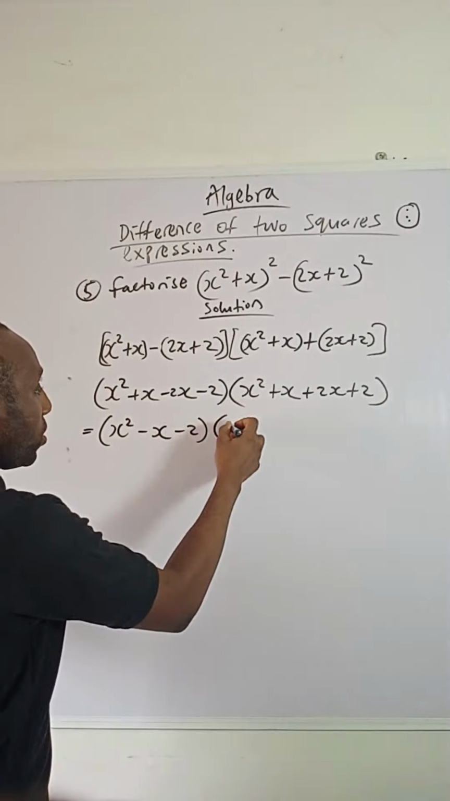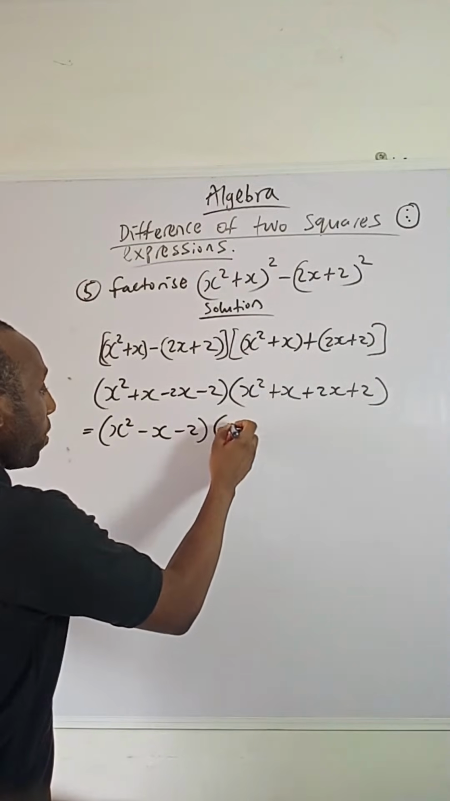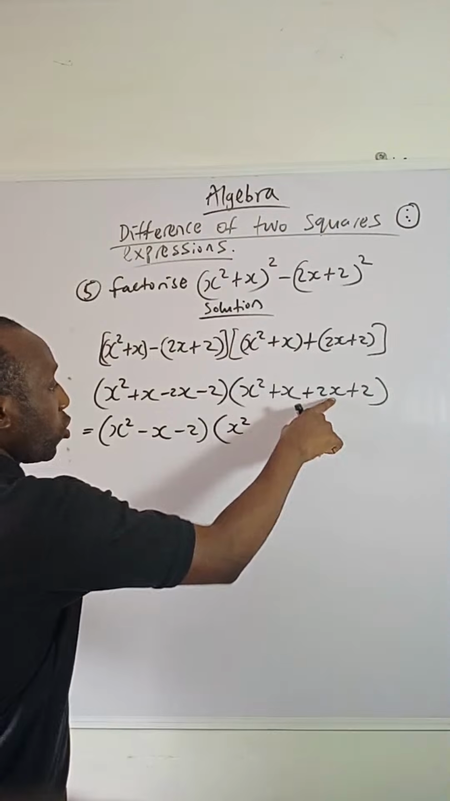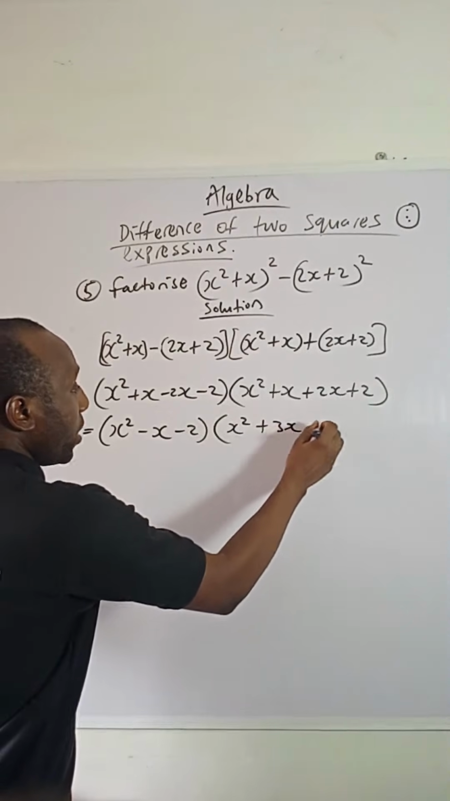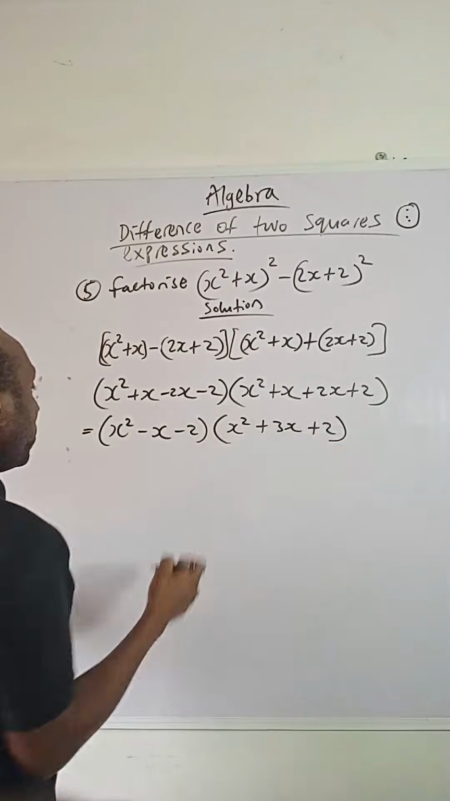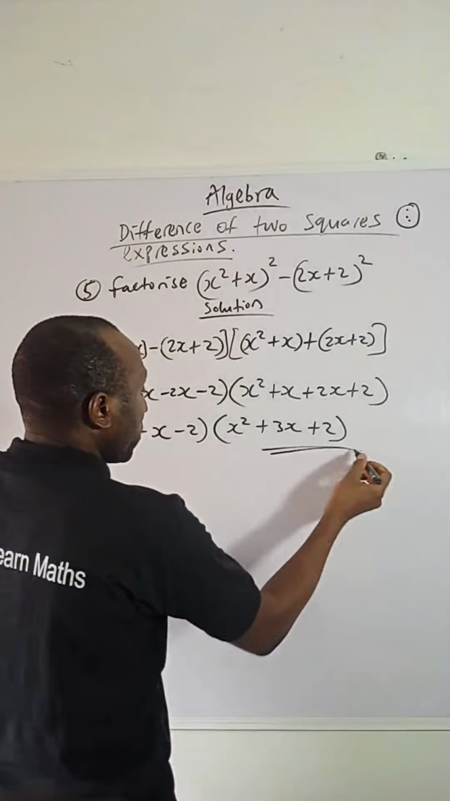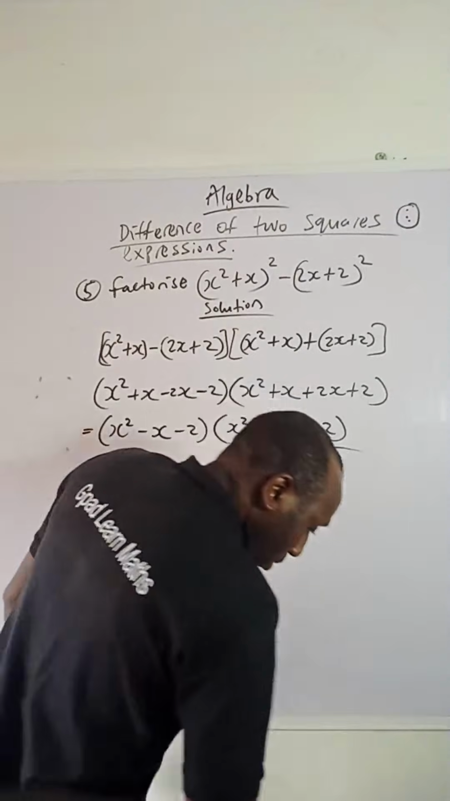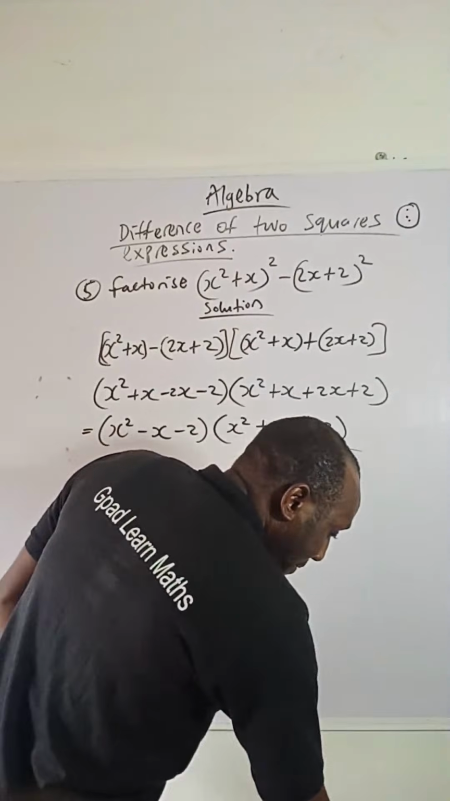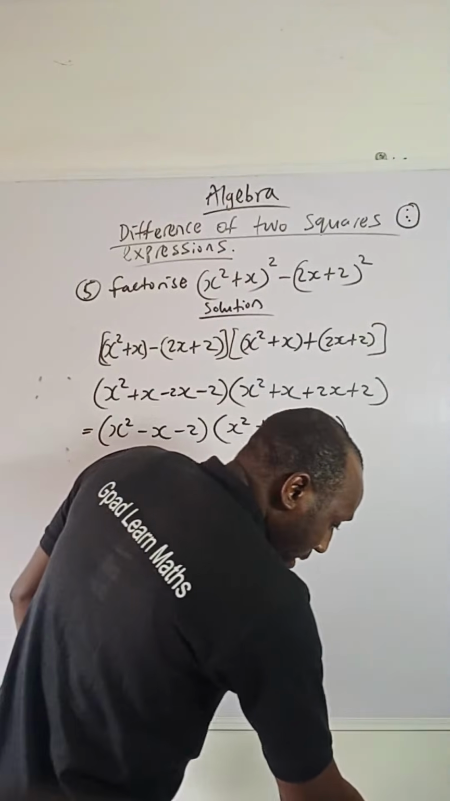What about this one? X squared. X plus 2x is what? 3x, and then plus 2 from here. So this is the final answer. I don't think we can simplify any further unless you want to expand and do all of that. But with this, we are fine. Okay?